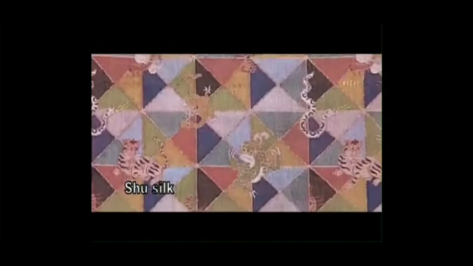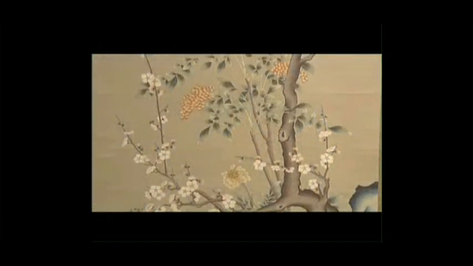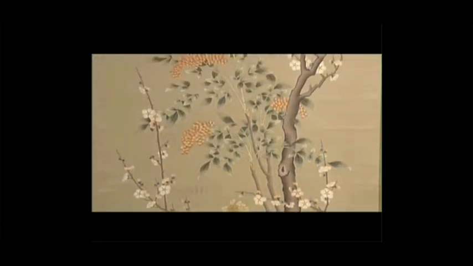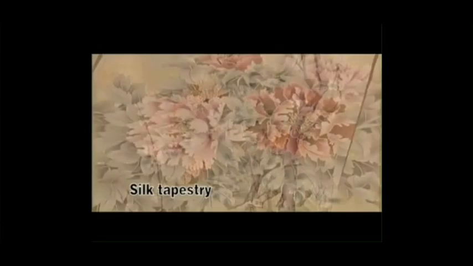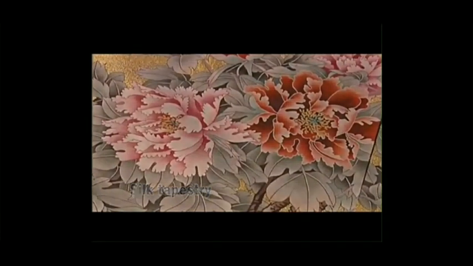Brocade was the most complicated textile in ancient times. The Shu brocade originated from the Han Dynasty and is patterned with wool threads, while the Song style silk is in lampas weave with a clear feature of its own. Silk tapestry is a decorative textile designed according to traditional Chinese paintings and is woven in tapestry structures.